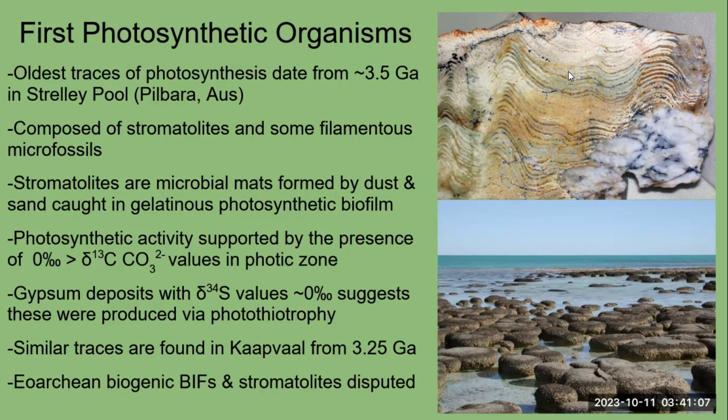Furthermore, gypsum from similar aged rocks has delta 34S values close to 0, suggesting that these organisms used hydrogen sulfide as the electron donor, producing sulfate in a process known as photothioautotrophy. Similar traces of photosynthetic organisms are found in Kaapvaal, South Africa, from 3.25 billion years ago. It should be noted that banded iron formations, or BIFs, and stromatolite-like structures have been found from the Eoarchean, and these are hypothesized to have been produced by photosynthetic organisms, but these claims have largely been discredited.